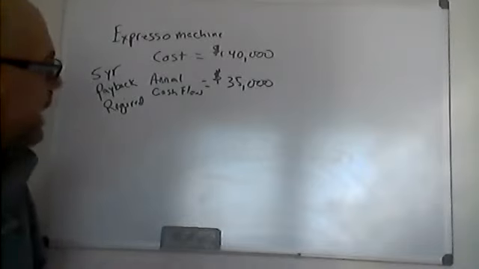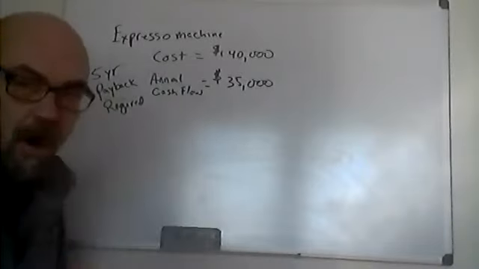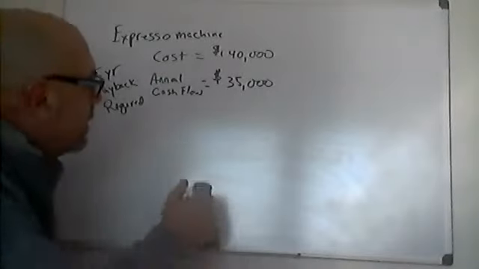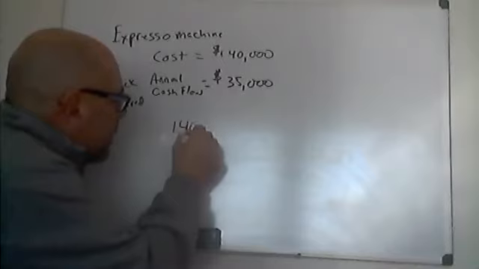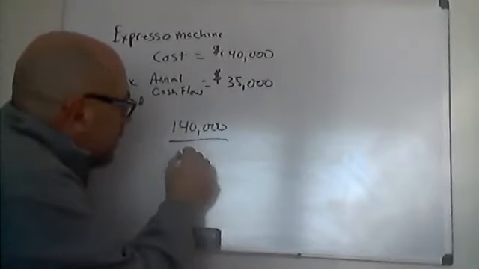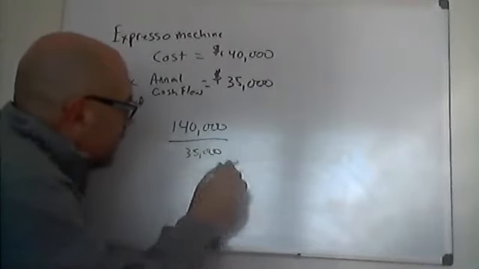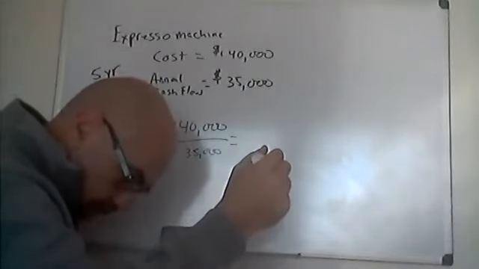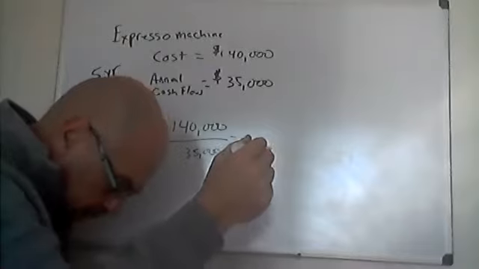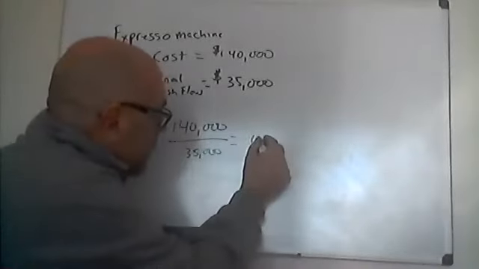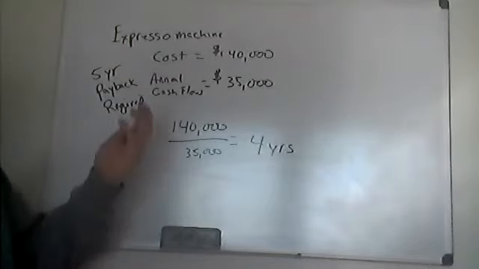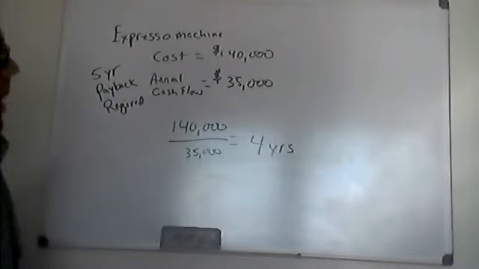So are we going to pay it back in 5 years? When all of your cash flows are the same and you have an average annual estimate like this, you can take your total cost divided by your annual cash flows, and we find out that it is going to equal 4 years. So we'd be able to pay back the cost of the espresso machine in 4 years.